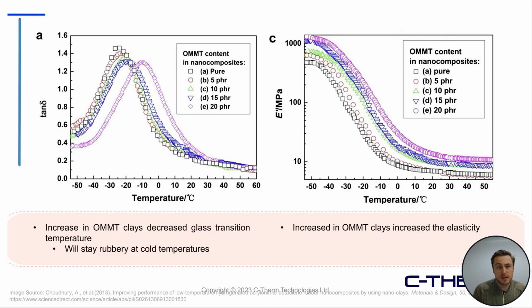And here were the results that they got. So they found that increasing the concentration of their nanoclays decreased the glass transition temperature. This is important because if you lower the glass transition temperature, your material will stay in the rubbery state at colder temperatures. Plotting the storage modulus versus temperature, they also saw that the increase in clays increased the elasticity of the material as well.